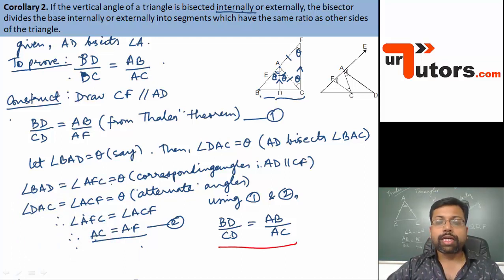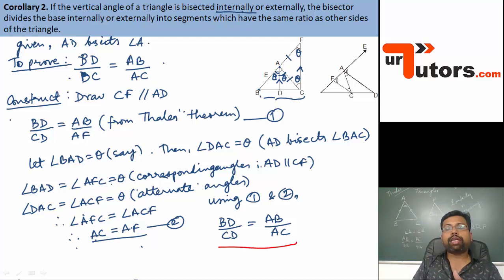This is what we had to prove, that the bisector of the vertical angle, AD, bisects the base in the same ratio as the ratio of the other two sides. So AD bisects the base in the ratio BD by CD, and it is said that it will bisect it in the same ratio as the other two sides, and the other two sides are AB and AC. So you get BD by CD is equal to AB by AC. This is a very important result that you need to remember. So you have a triangle ABC in which the vertical angle is bisected. So AD is the internal angular bisector of angle A, then BD by DC is equal to AB by AC. So this result you have to use in questions that we'll be solving.